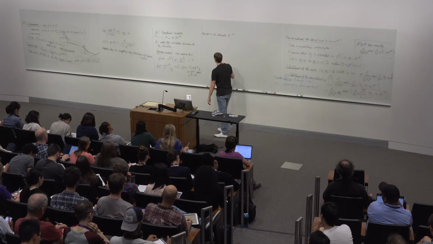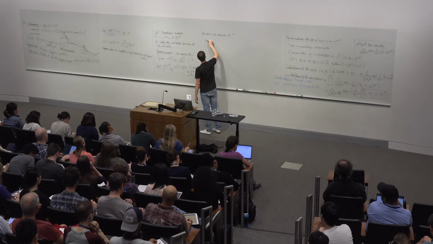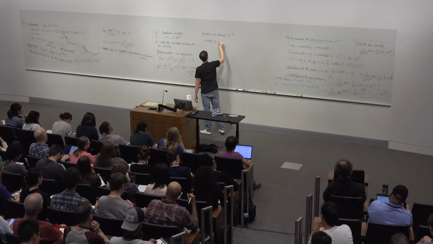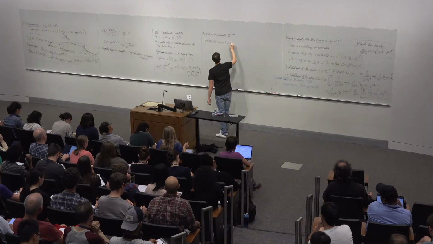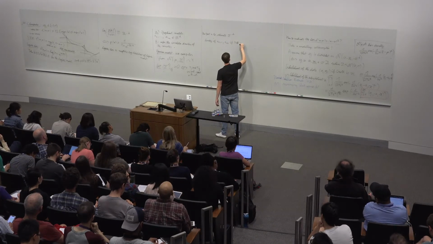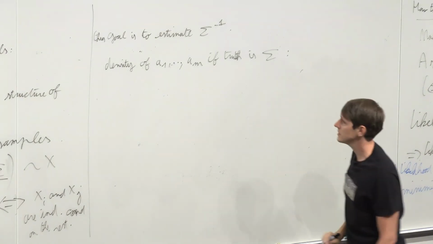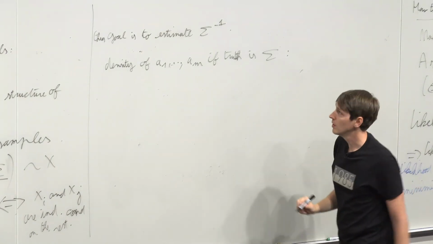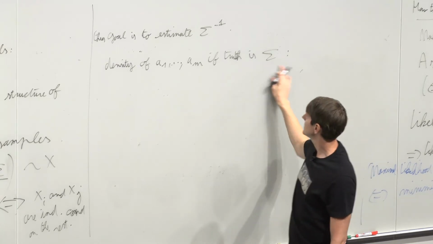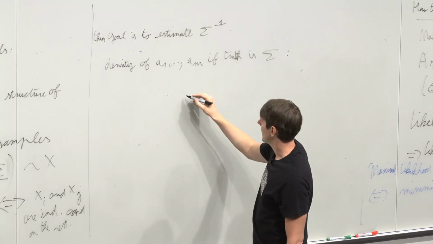Okay, so what's the density? So the density of A1 through AM, if the truth is sigma, what is the density of this? So let's say we know mu. Okay, so assume that. So what is the density of this? So I get the following.